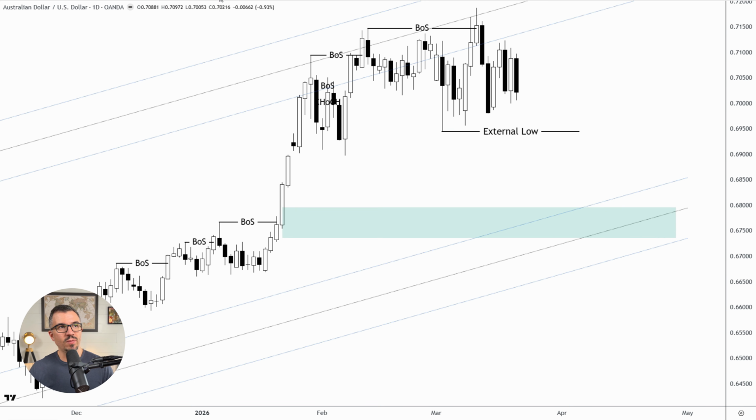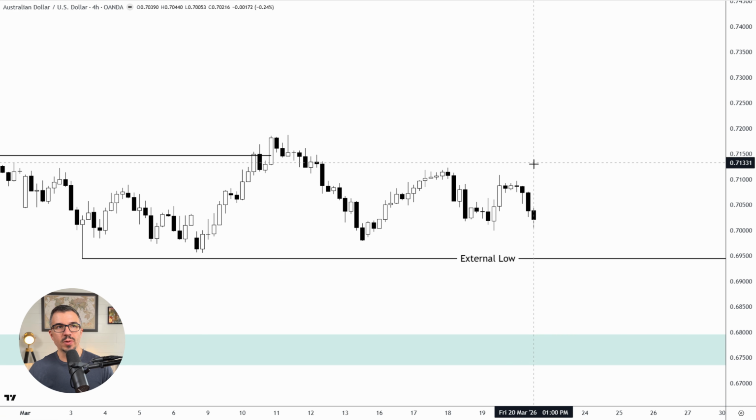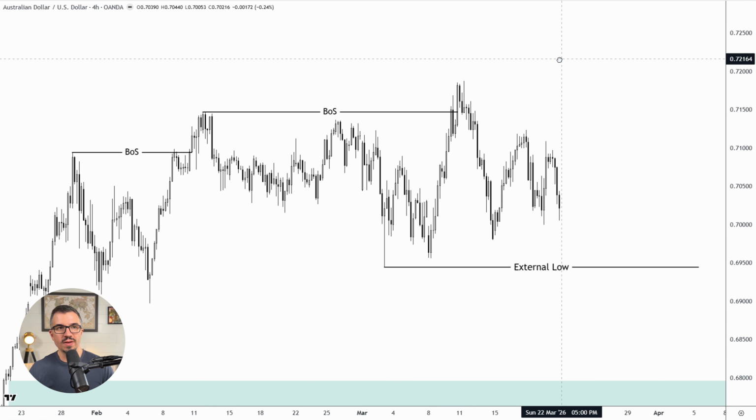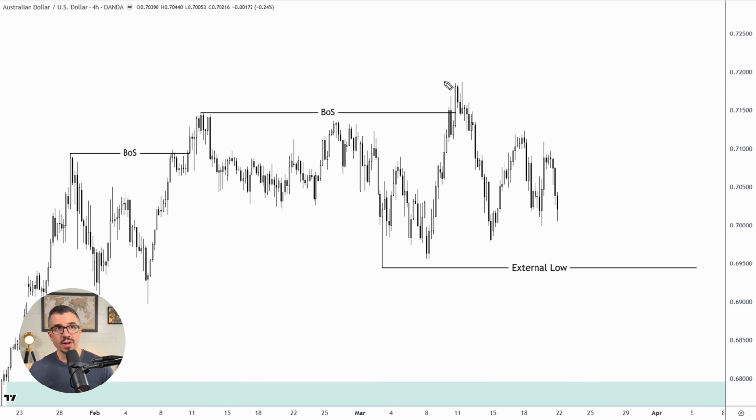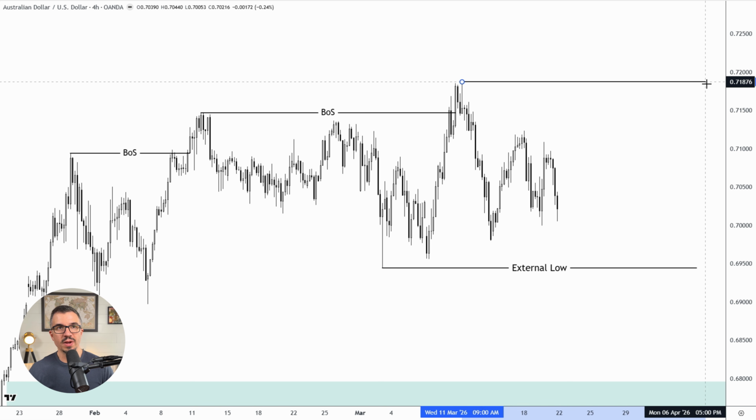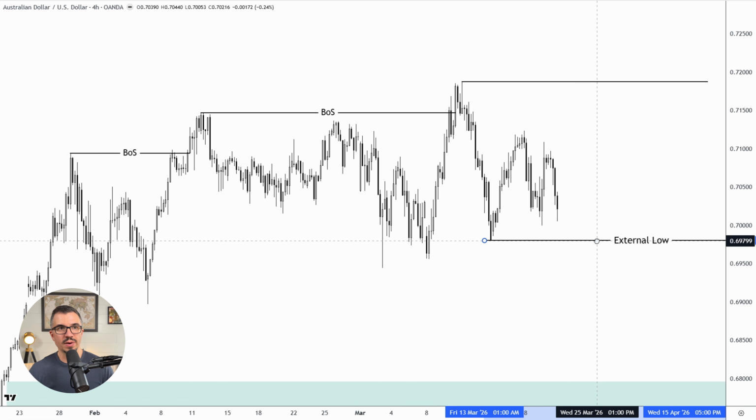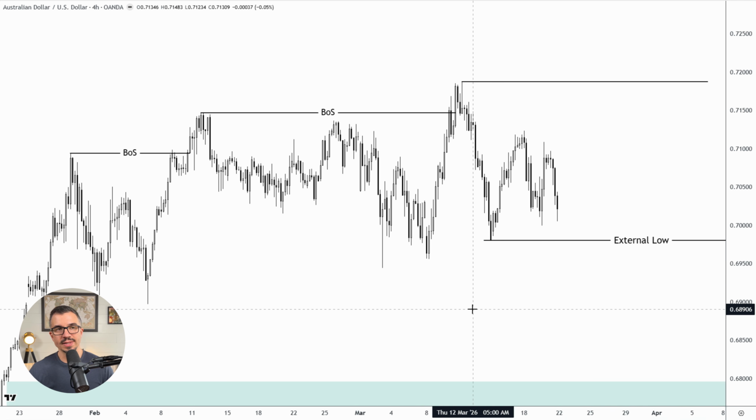And also, if we were to get another BOS here, in other words, if the Australian dollar were to come up here and take out this high instead of breaking below this low, then you would have a new BOS. So it would look like this. You'd have a new BOS above this high up here, okay? And then that would give us a new external low down here off of this low as it stands.